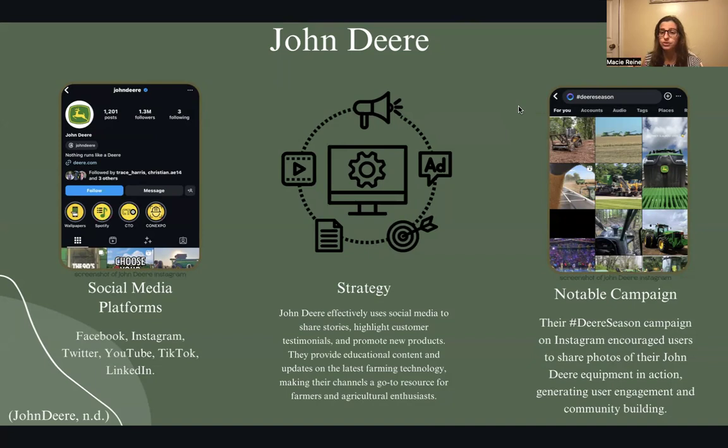They also use social media campaigns to promote and build relationships and connections with their customers and followers. They use the hashtag Deer Season to encourage followers and customers to post their tractors and products in videos, pictures, and they interact with them. And this helps them build connections to their users and it makes their customers and followers feel seen and noticed.